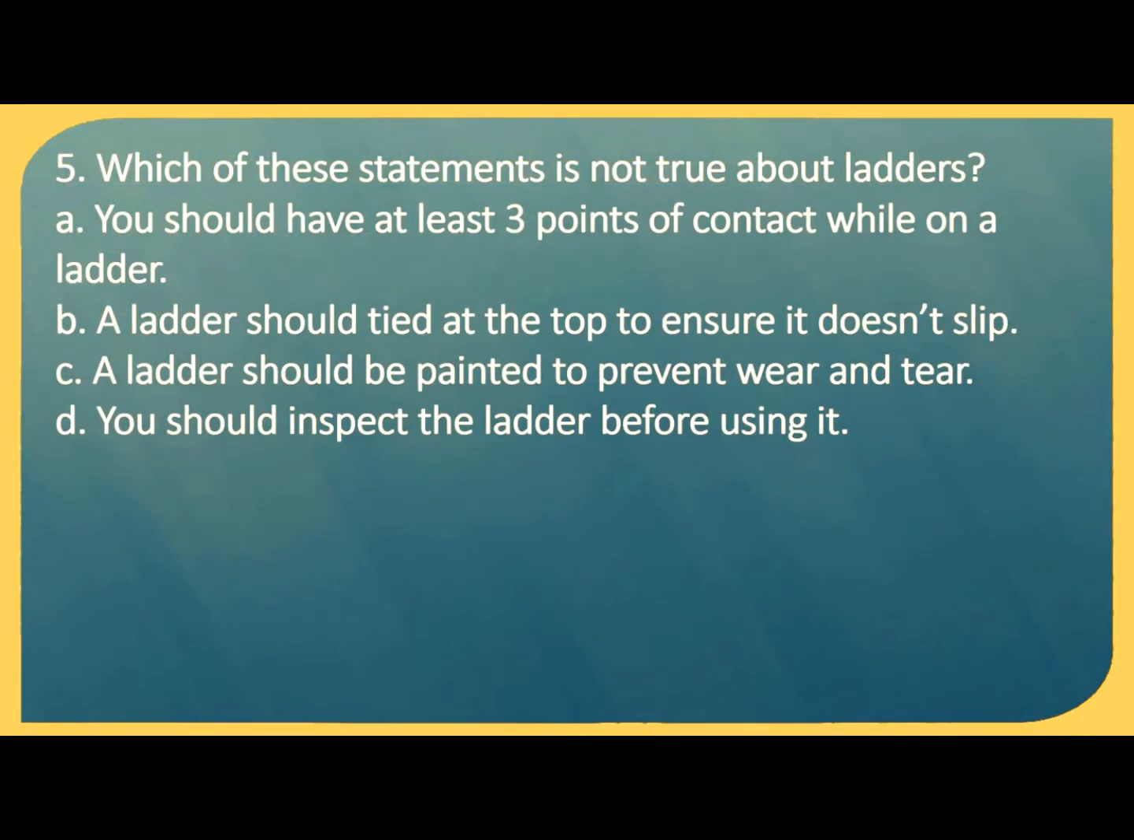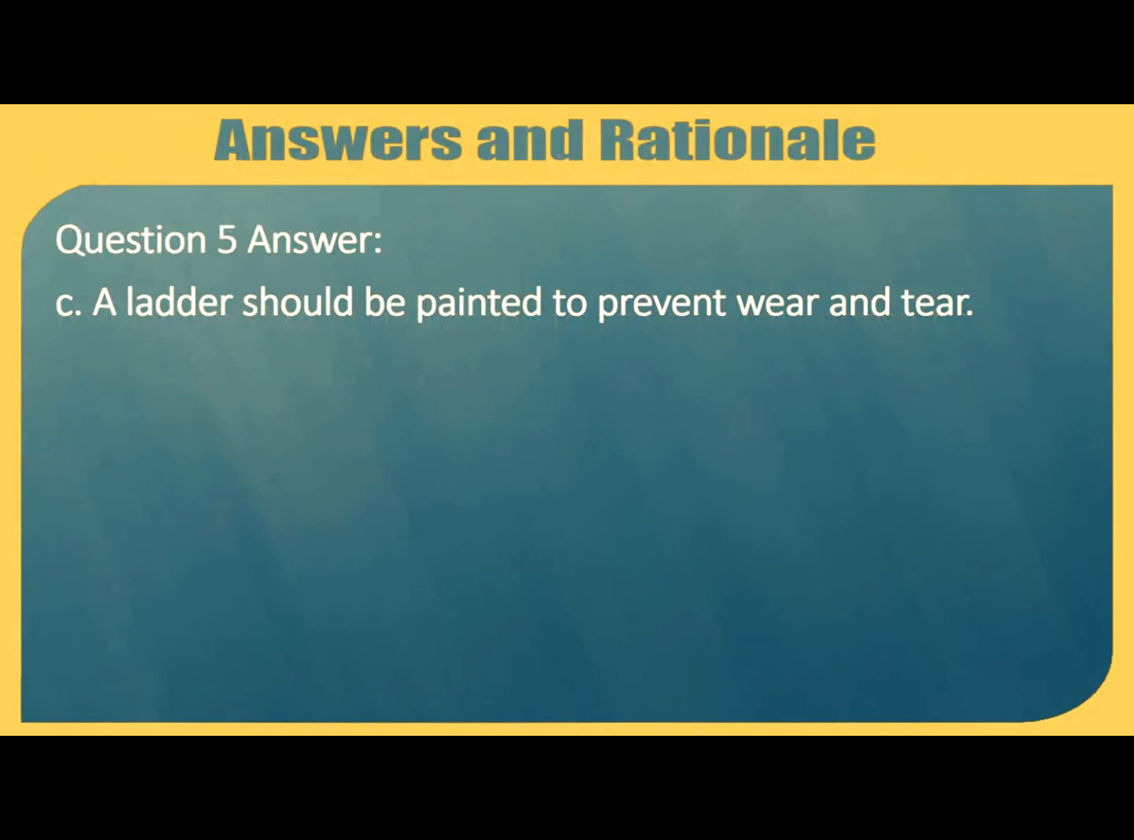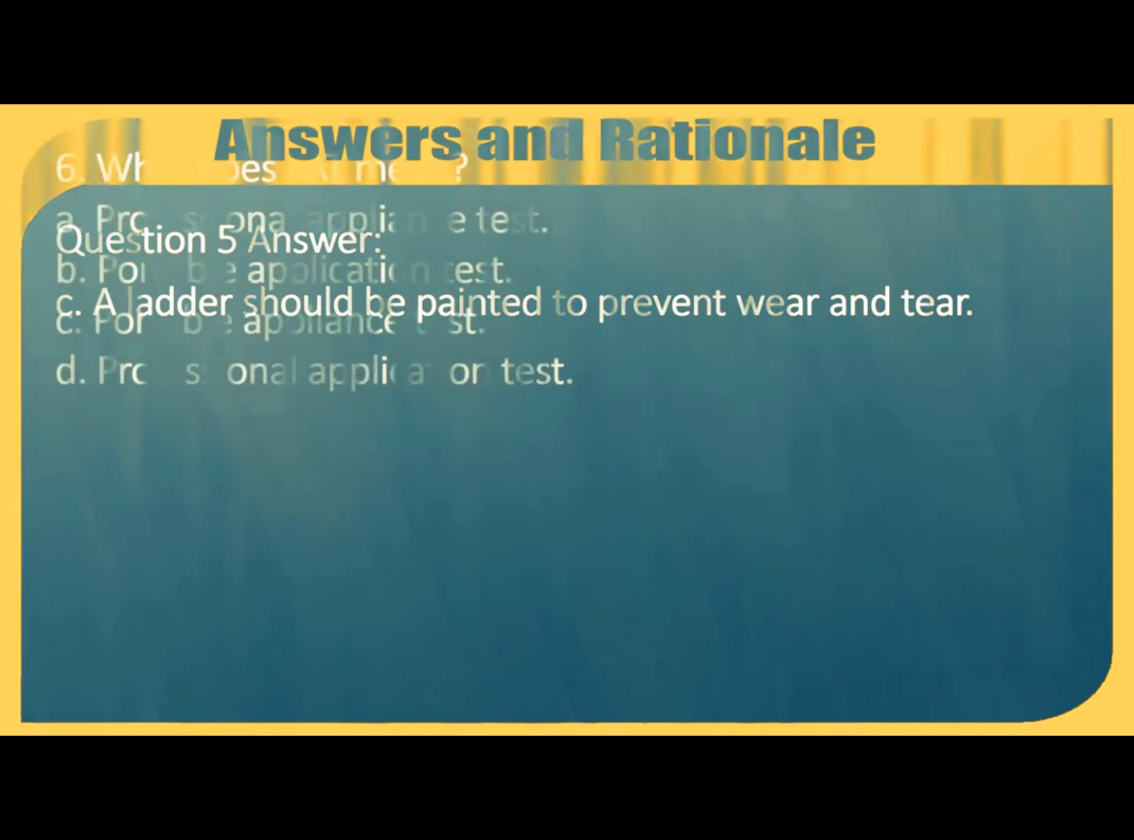Question 5. Which of these statements is not true about ladders? A. You should have at least 3 points of contact while on a ladder. B. A ladder should be tied at the top to ensure it doesn't slip. C. A ladder should be painted to prevent wear and tear. D. You should inspect the ladder before using it. Question 5. Answer C. A ladder should be painted to prevent wear and tear.